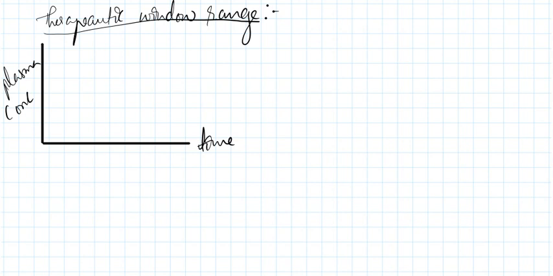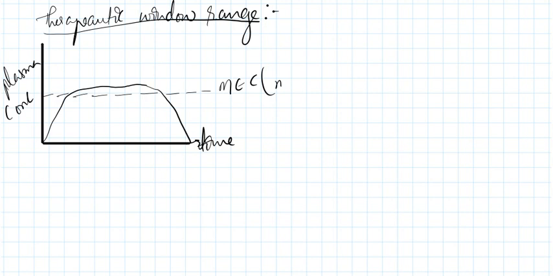I have given a drug, it reaches a particular concentration and maintains a steady state. After some time it gets excreted and the plasma concentration decreases as time goes on. Now this line here defines the minimum effective concentration, called MEC.